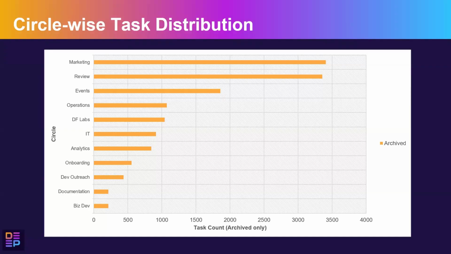In this slide, we are looking at the total number of archived tasks across different circles. This helps us understand which circles handle the highest volume of tasks. We can see that circles like marketing, review, and events show significantly higher task counts, indicating heavier operational involvement, of course due to the nature of work. Circles with lower counts may either have lighter workloads or more specialized types of tasks. So this gives us a high-level view of workload distribution across the organization.